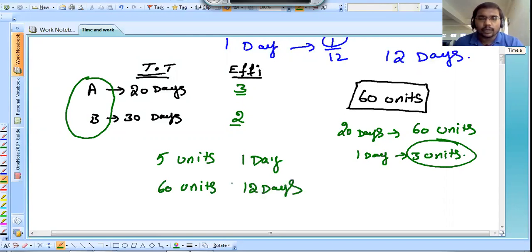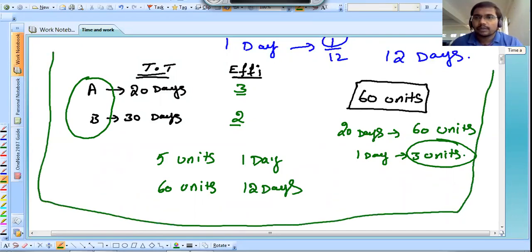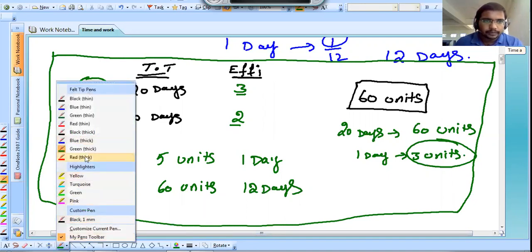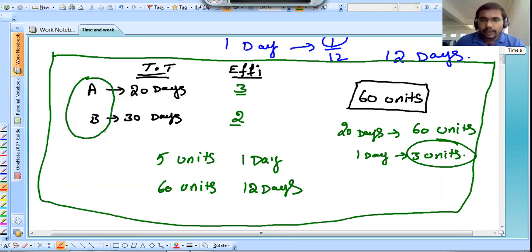See, this whole thing I am writing for explanation purposes. Generally, you will not write this much while solving the questions. What you will write is only 20 and 30 here, and after that, 3 and 2.